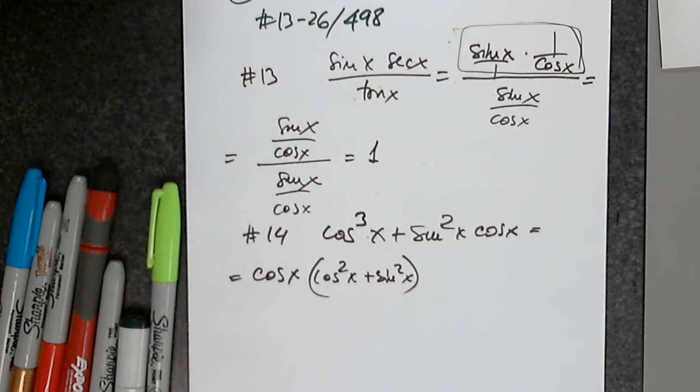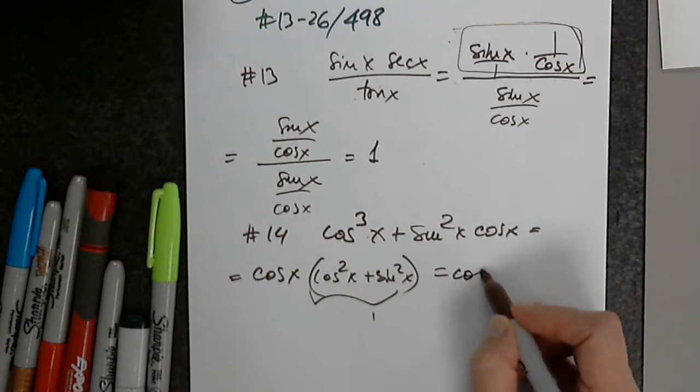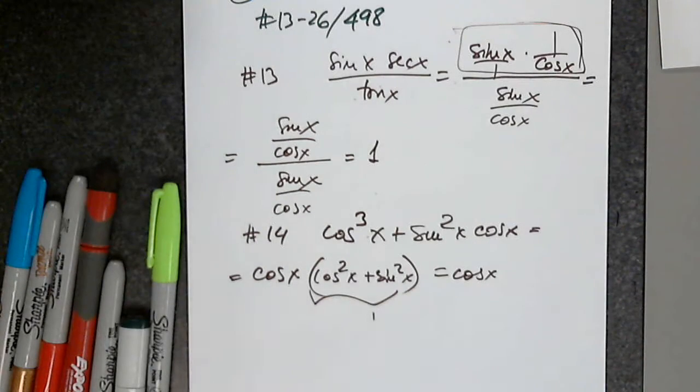But we already have three identities that we know of. Exactly. So what is the final answer? Exactly. Good. Anything else from 13 to 26 before we move on to proving trig identities? Which one? Yes?